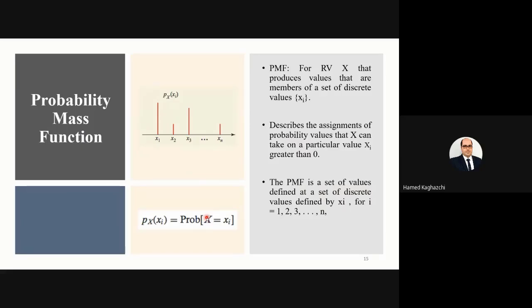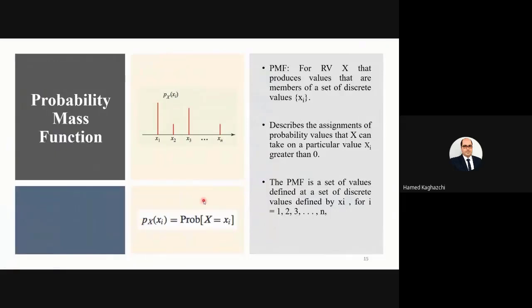Now, if random variables produce values that are members of a set of discrete values, we need to change the description and call it probability mass function, because the members of the set of discrete values are discrete, not continuous. Because our set of random variables is discrete, instead of probability density function, we will have probability mass function.